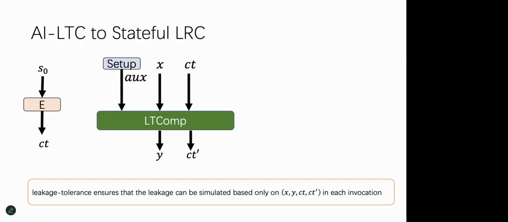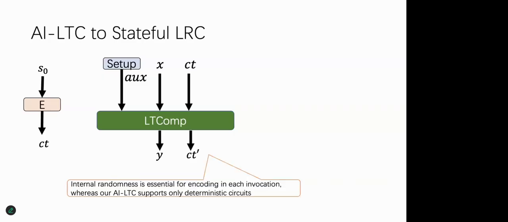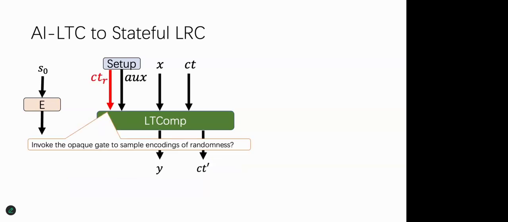One can see that the leakage tolerance ensures that the leakage in each invocation can be simulated by only using the input, output, and the encodings. And the two adaptive leakage resilience of the encoding scheme ensures that the leakage on each encoding reveals no information on the states. Here we know that we need internal randomness for encoding in each invocation, but our AIOTC only supports deterministic circuits. A natural way to solve this problem is to use the opaque gates to sample encodings of randomness.